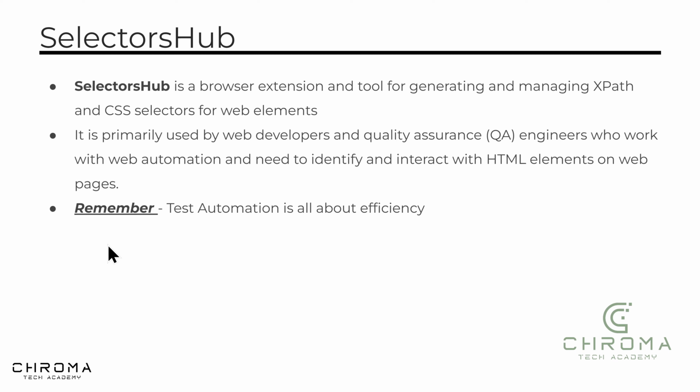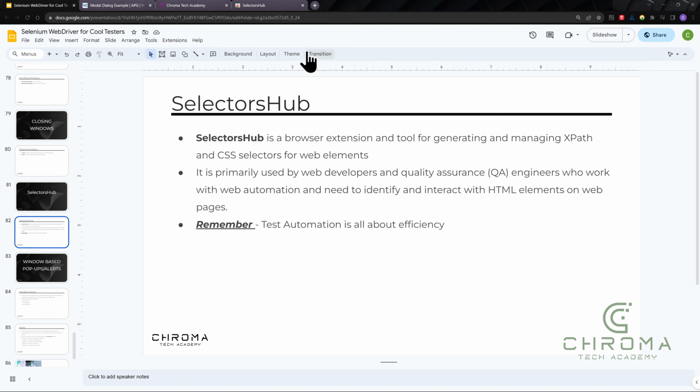Remember, what is the whole point of test automation? It's to help us get results quicker so that we can reduce our manual testing time. So remember that test automation is all about efficiency, and hopefully after this video, you get to understand a bit of what that means. So what is SelectorsHub?